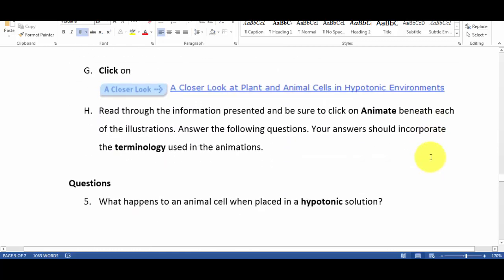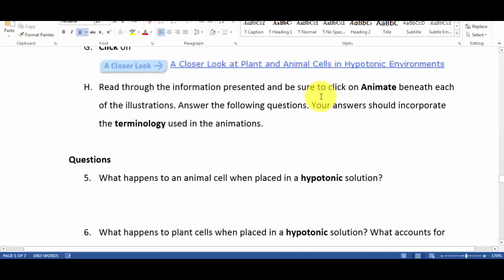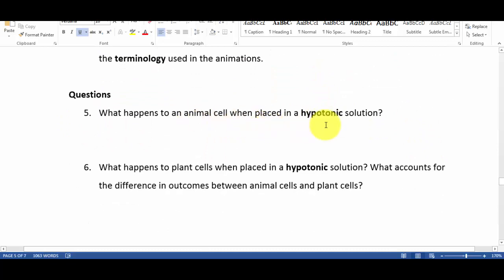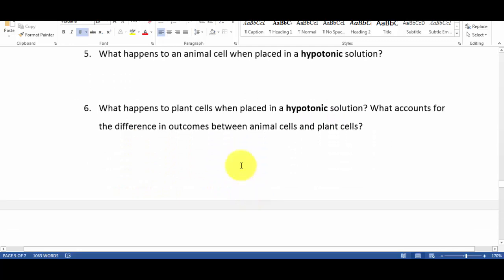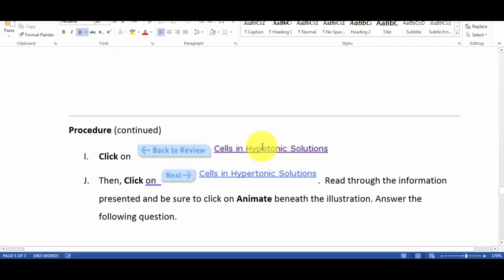And then same thing here. Look at the plant cells. What happens to an animal cell when placed in a hypotonic solution? What happens to plant cells? Plants actually thrive for that. That's why you water plants. They're loving the hypotonic environments because that helps force water inside the cells.